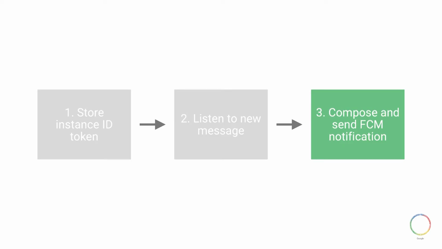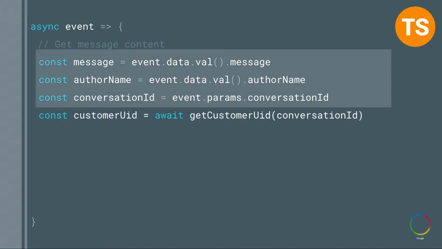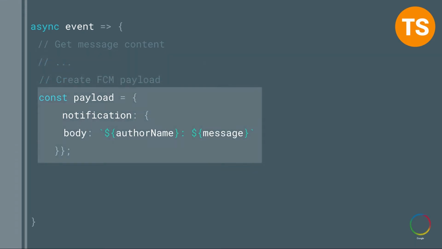And next, let's see how we send a push notification using FCM. First, we'll take the message content, author name, and conversation ID from the trigger event so that we can use them later to craft our push notification message. And then from the author name and message content, we create an FCM payload to represent the push notification message that we want to send to our users.